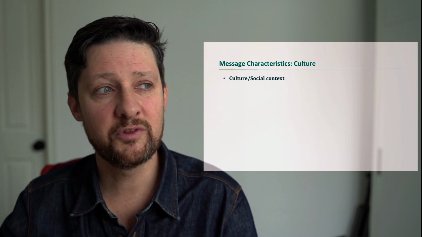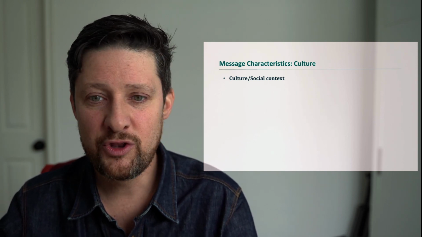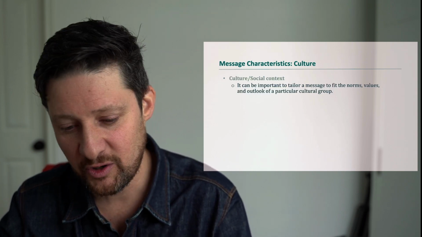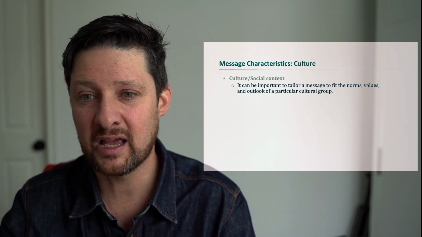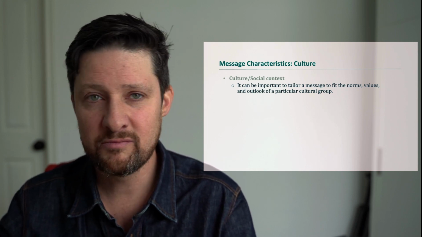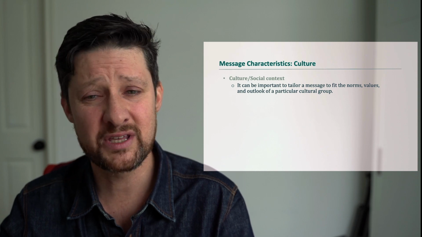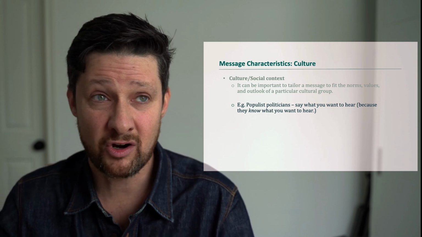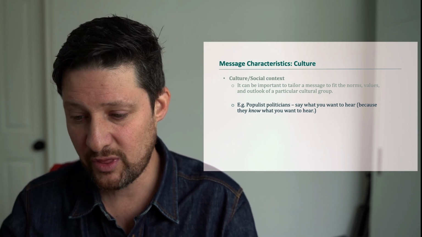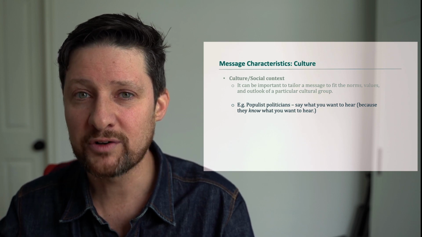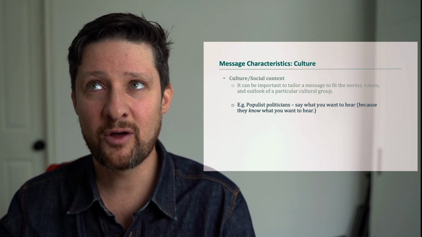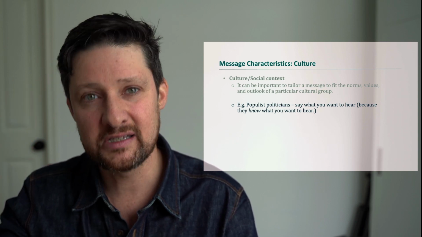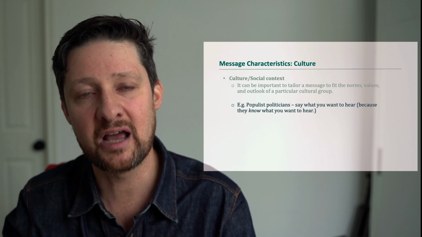The last component of the message is culture, or knowing your social context and knowing who you're talking to. Obviously, you want to know who your audience is, and you want to tailor the message to your audience. So you want it to fit the norms, the values, the outlook, even the lingo and stuff like that. Populist politicians are a perfect example of this. They know what their people want to know, so they just rehash it. The reason they know is because they pay attention to their audience, to the populist perspective.